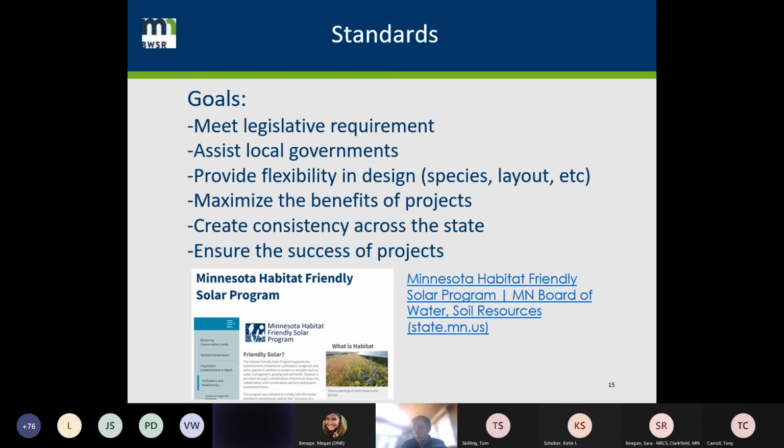Another goal was to provide flexibility in design, maximize the benefits of projects, and create consistency across the state. We have seen a lot of different approaches with projects, and there are a couple of different scales of projects in the state. There's what we call community scale solar, which tends to be smaller sites, and then utility scale solar projects over 50 megawatts. Those are sites that are around 300 acres or larger. The largest site being planned right now in the state is around 3,000 acres, so these can really vary a lot in size. And then ultimately help ensure the success of these projects.